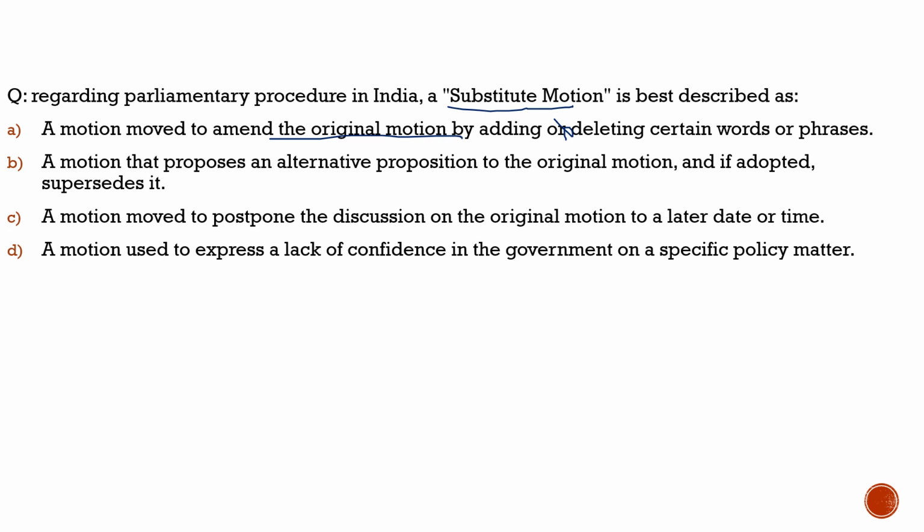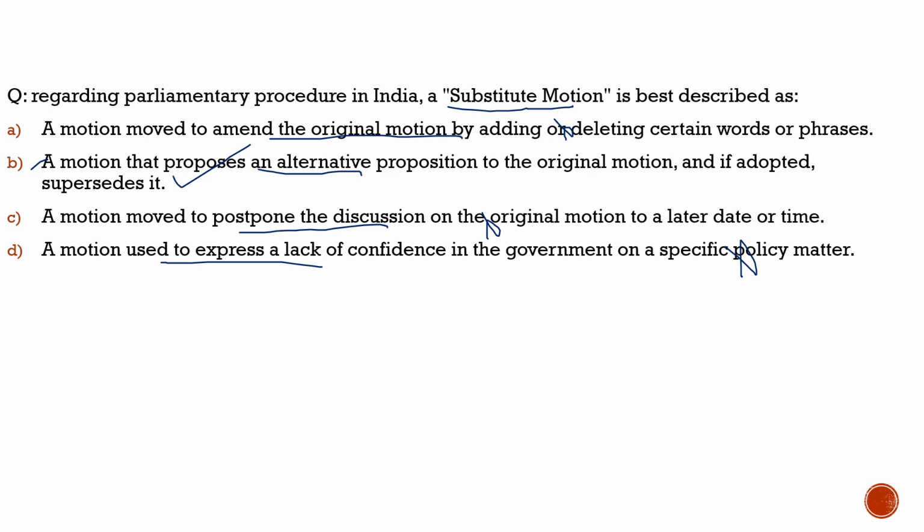Now let's move to the third statement. It says a motion moved to postpone the discussion on the original motion to a later date. This is also incorrect. The fourth statement, a motion used to express a lack of confidence in the government on a specific policy matter. This is also incorrect. So the correct answer would be option B, a motion that proposes an alternative proposition to the original motion, and if adopted supersedes it. Correct. So with respect to the substitute motion, the correct answer is option B.